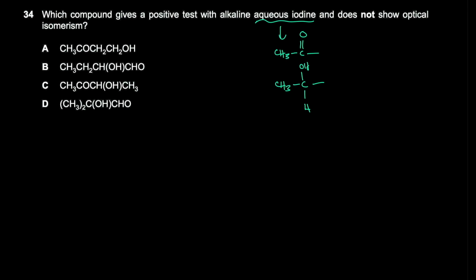Now, if you look at option A, we have the CH3CO group present, this ketone group, a methyl ketone. And this guy does not have a chiral center, which means it does not show optical isomerism. So the answer is just A. B will just not give a positive test with alkaline aqueous iodine. C would give a positive test because you have that CH3CHOH group, but you have a chiral center here, so that is not valid.